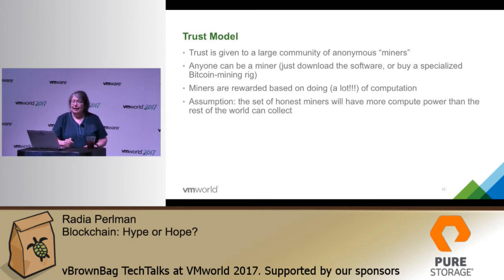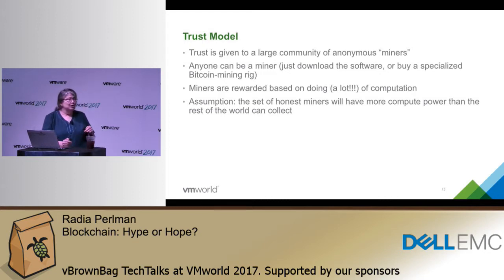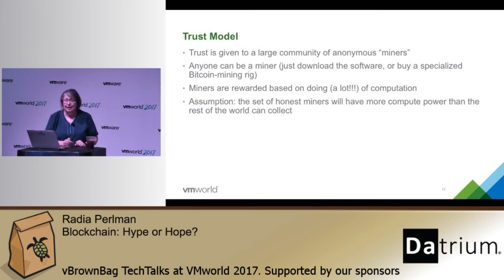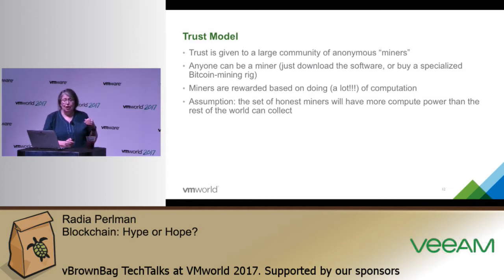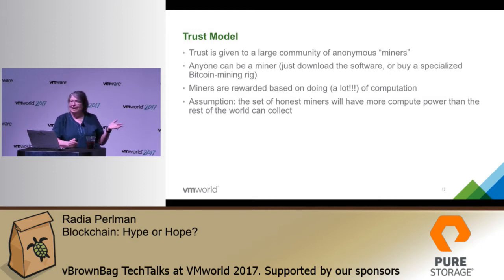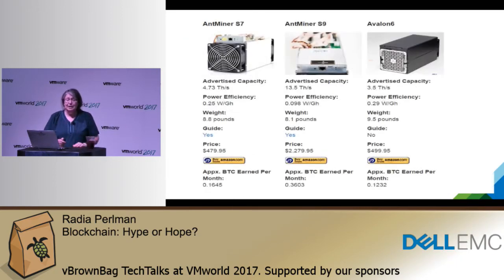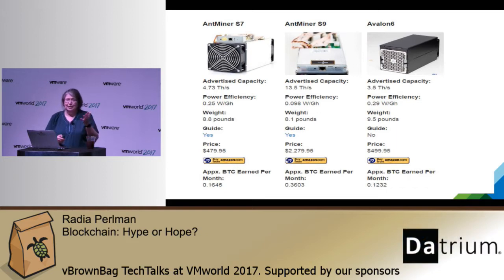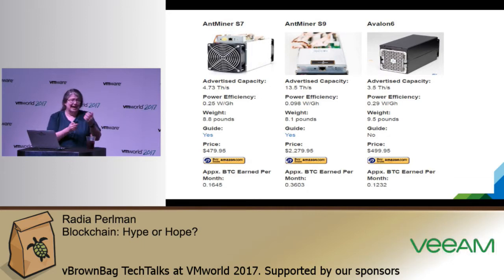So the trust model here is that instead of trusting a bank or a company or a country, trust is given to a large community of anonymous, what's called miners. Anyone can be a miner. You can just download the code and start doing it on your own machine. Miners are rewarded based on doing a lot of computation, and I'll explain why it's a lot of computation and exactly how big a lot is. The assumption is that the set of honest miners will have more compute than anybody else on the planet can compile, which is a very weird assumption. Instead of downloading the code, you could also go to Amazon or some other company and purchase a special rig that does the hashes very quickly.